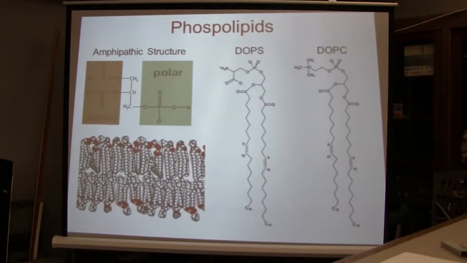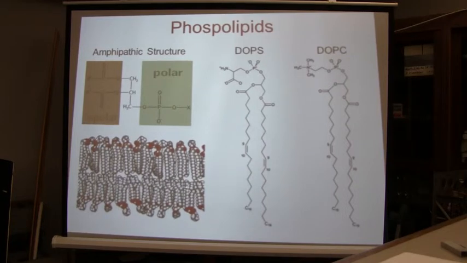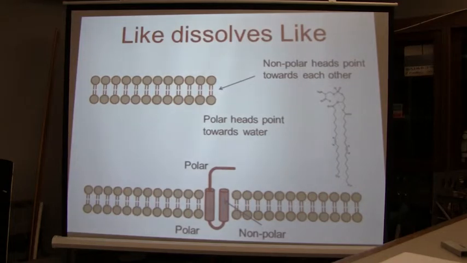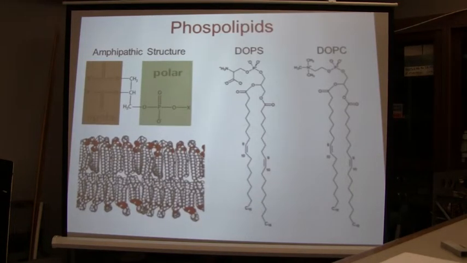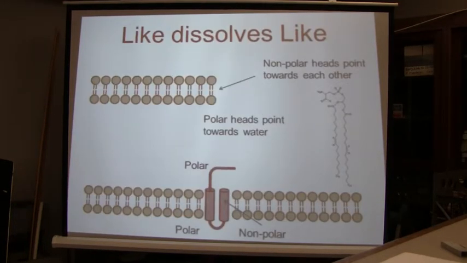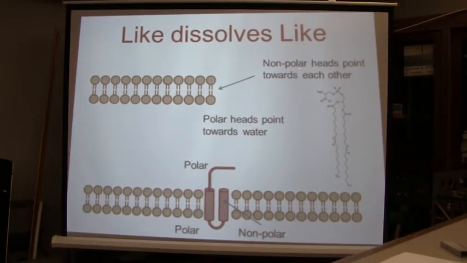And when that happens, what you can see is they start to form this kind of a structure here. This, what we call a bilayer. A lipid bilayer. And this goes back again to this concept of like dissolves like. The nonpolar, that should be tails. Tails point towards each other. And you can think of these tails as a liquid. The tails are solvating each other, and then the head groups sit in the water.